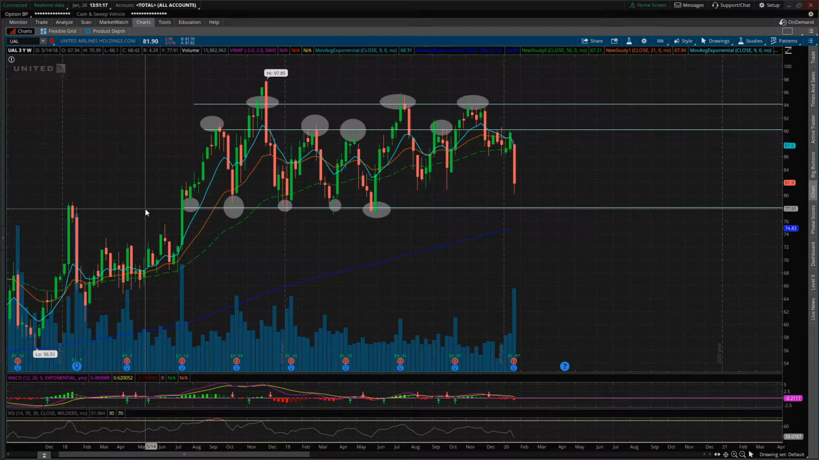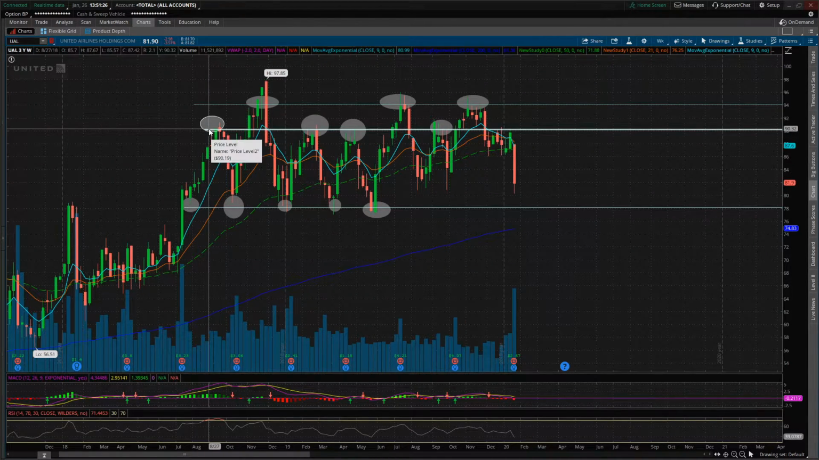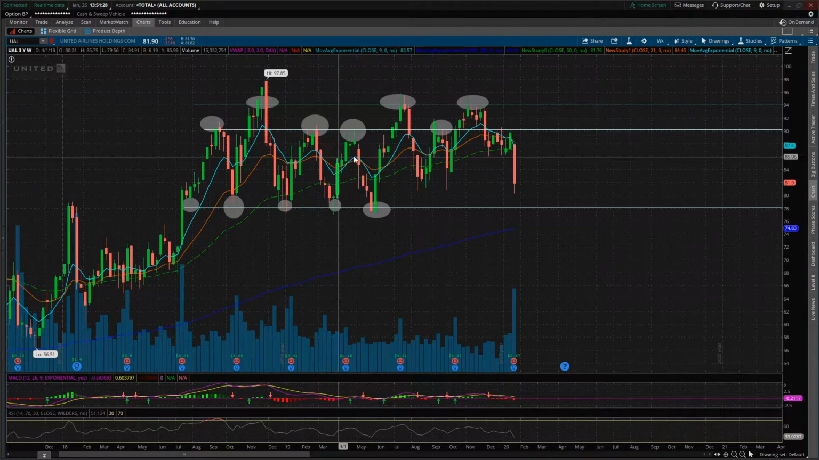Okay, so just a quick recap. Support is an area where a stock typically bounces. Resistance is an area where a stock doesn't like to rise more in price, so it typically bounces, but it comes down. Okay, and the market doesn't forget.